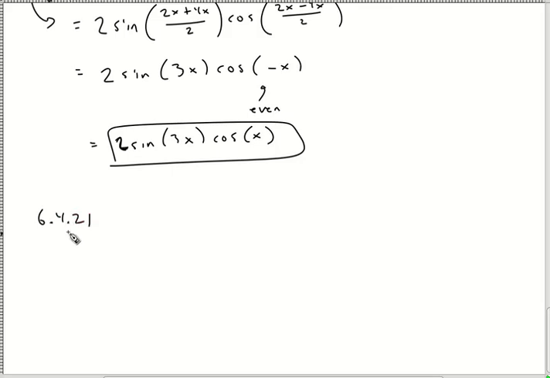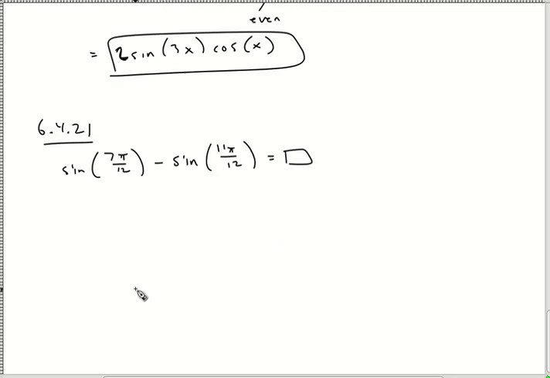Okay. Another one. I've got the sine of 7 pi over 12 minus the sine of 11 pi over 12. I feel like they're really hitting up these sines. So, you know what's funny is that this is kind of similar to the last problem, but because there's a minus sign, everything changes. So sine of u minus sine of v is equal to 2 times, oh, I've seen this, cosine. No, I haven't seen this.